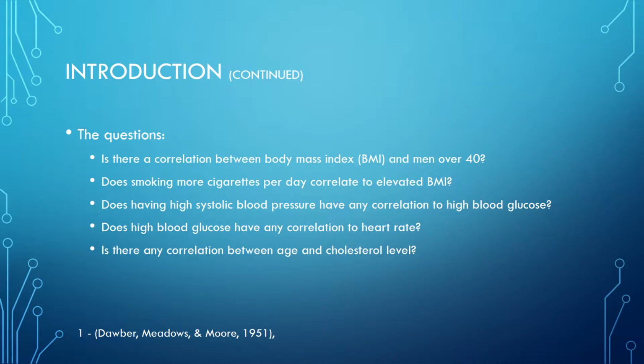And now we get to the questions. Number one, is there a correlation between body mass index, BMI, and men over 40? Question two, does smoking more cigarettes per day correlate to elevated BMI? Question three, does having high systolic blood pressure have any correlation to high blood glucose? Question four, does high blood glucose have any correlation to heart rate?